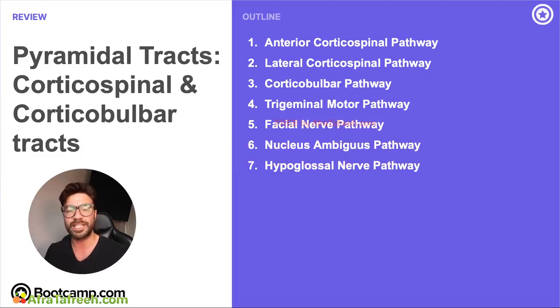In today's lesson, we're going to be taking a look at some of the descending motor pathways which we've been building towards. We're going to be looking at specifically the pyramidal tracts. And there are two types of pyramidal tracts. We have our corticospinal as well as our corticobulbar. Now the corticospinal, these are divided into anterior and lateral corticospinal tracts. And the corticobulbar, these have individual tracts for each cranial nerve nucleus, which we'll look at.